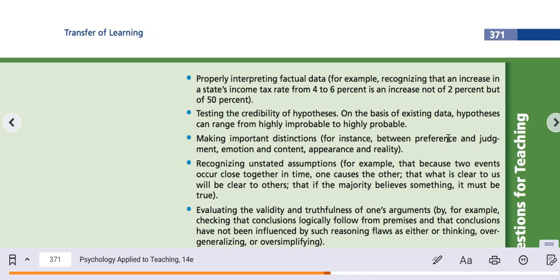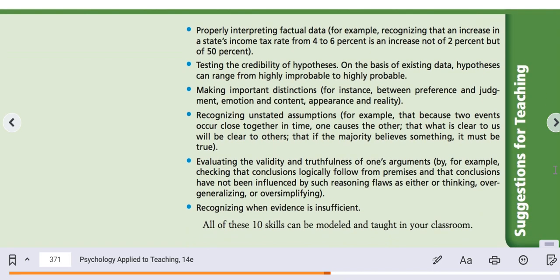Testing the credibility of hypotheses. On the basis of existing data, hypotheses can range from highly improbable to highly probable. Making important distinctions, for instance, between preference and judgment, emotion and content, appearance and reality. Recognizing unstated assumptions, for example, that because 2 events occur close together in time, one causes the other. That when it is clear to us what is clear to us will be clear to others. That if the majority believes something, it must be true.